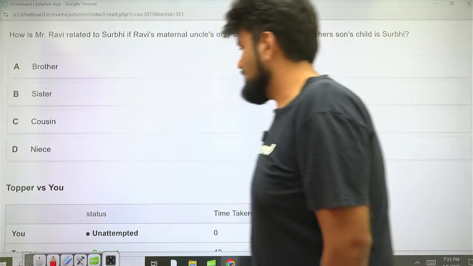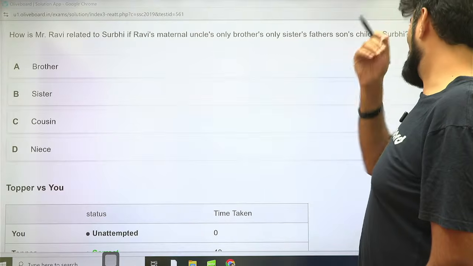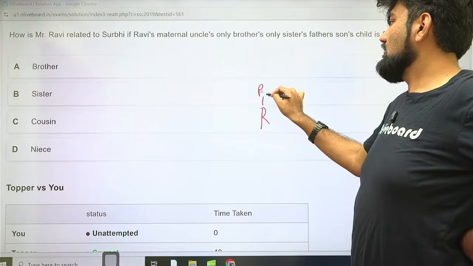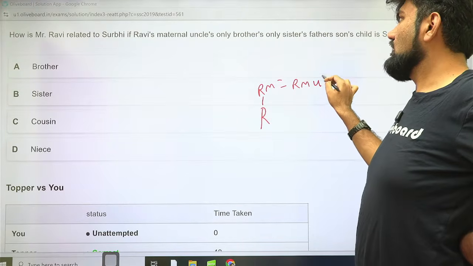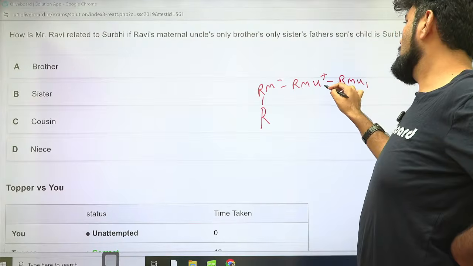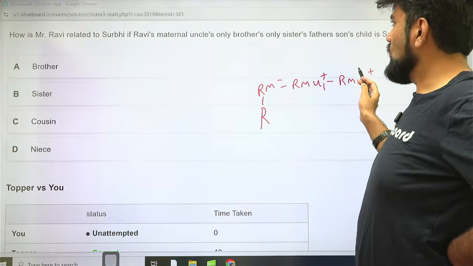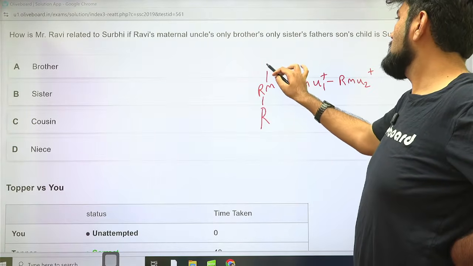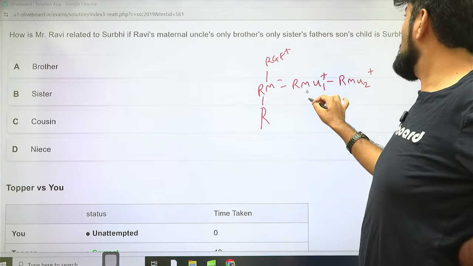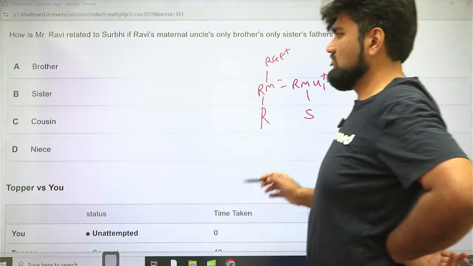How is Mr. Ravi related to Surbhi? If Ravi's maternal uncle's only brother, only sister, father, son, child is Surbhi. Okay. So Ravi's maternal uncles, Ravi's mother, Ravi's maternal uncles, only brother, Ravi's other maternal uncle, only brothers, only sisters, fathers, sons, child, either of them is Surbhi. How is Mr. Ravi related to Surbhi? Cousin. Option C.